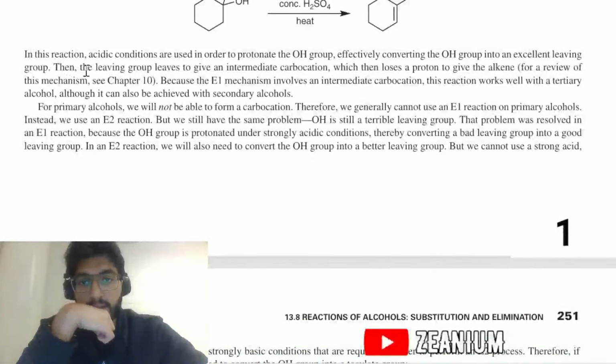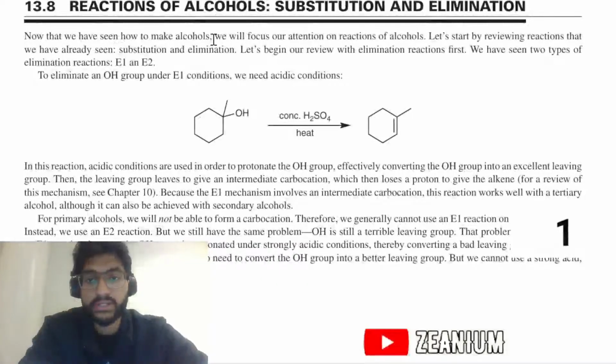Reactions of alcohols: substitution and elimination. Now that we've seen how to make alcohols, we will focus our attention on reactions of alcohols. Let's start by reviewing reactions that we have already seen, substitution and elimination. Let's begin our review with elimination reactions first. We have seen two types of elimination reaction, E1 and E2.